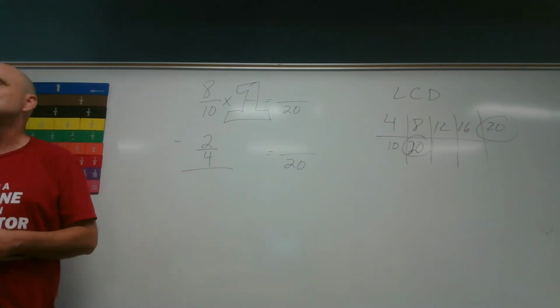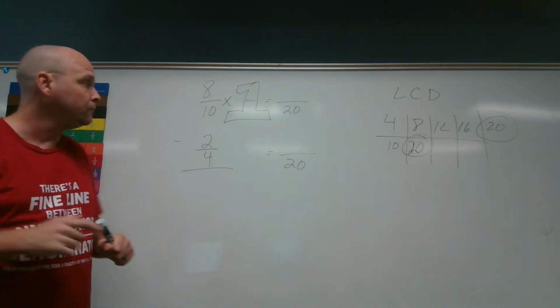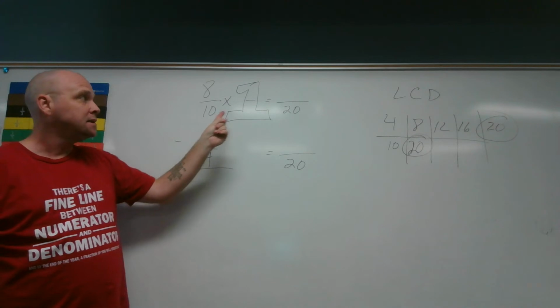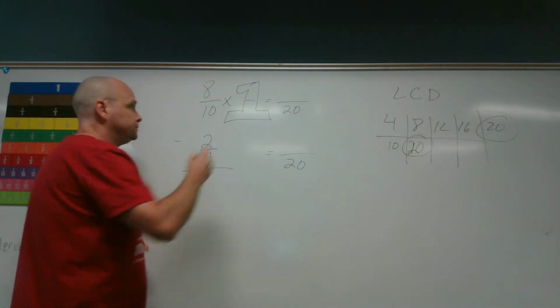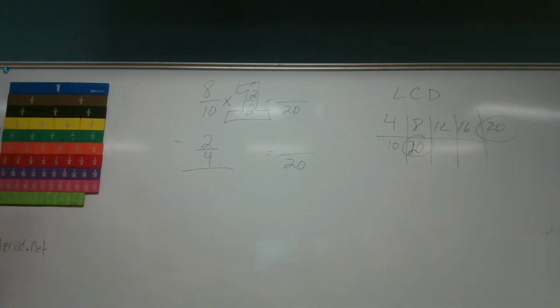Now, we also had a question on how to multiply fractions, so if you watch this, this will clear that up as well. First, I'm going to look at my denominator. 10 times what equals 20? 2. Since I need my fraction to equal 1, it has to have the same numerator as denominator.